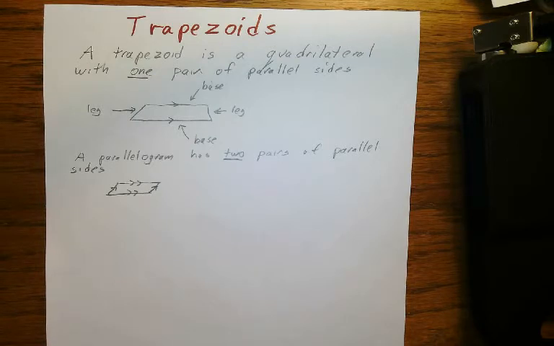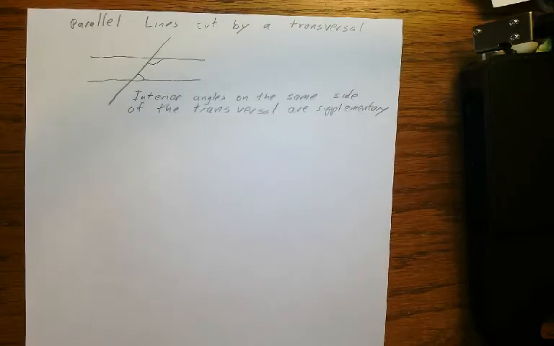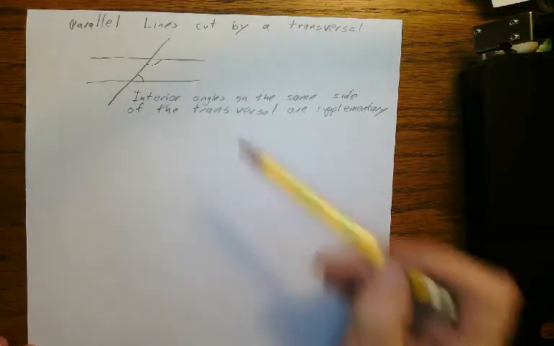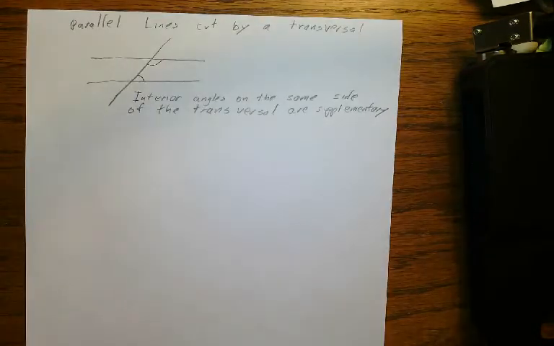Now, to demonstrate one of the properties of a trapezoid, I want to switch back for a while to, if you recall, parallel lines cut by a transversal. They're the parallel lines, and that third line that crosses them is the transversal. These two angles that I have marked with an arc are interior angles on the same side of the transversal. And they are supplementary, which means they add up to 180 degrees.